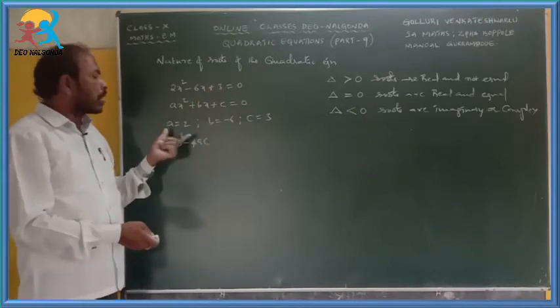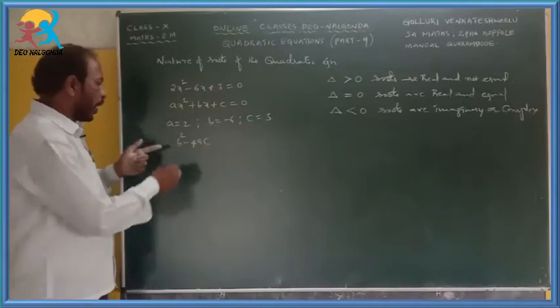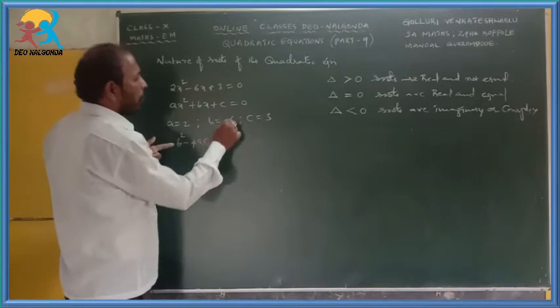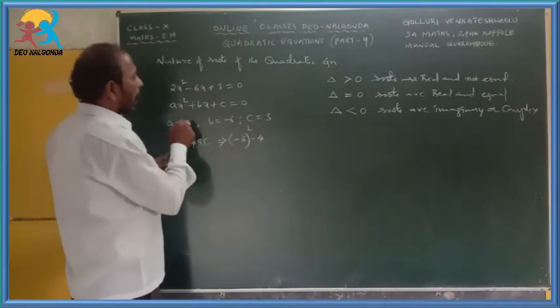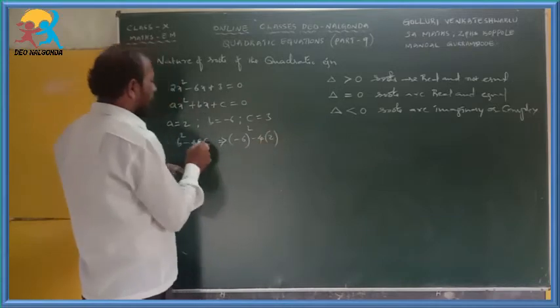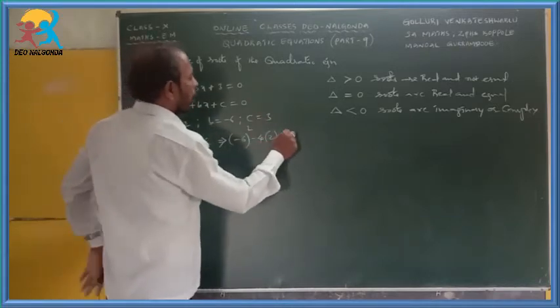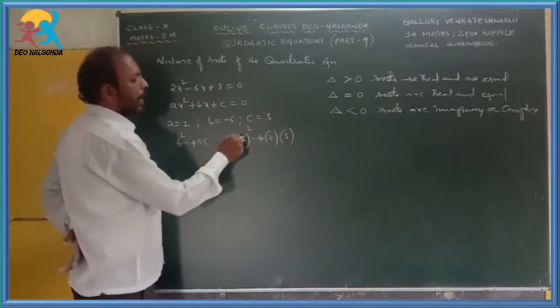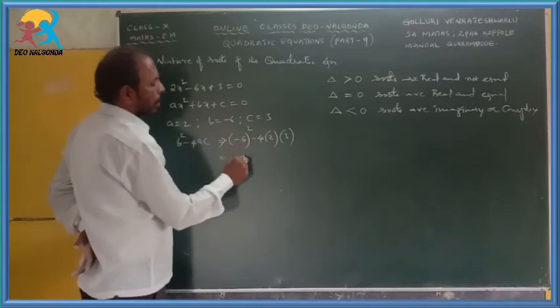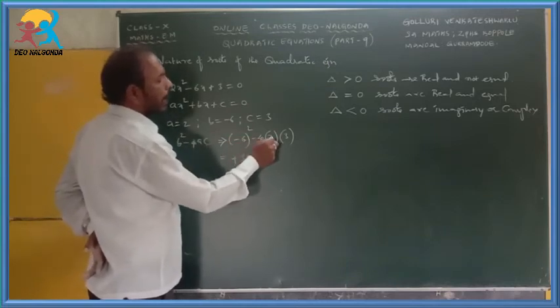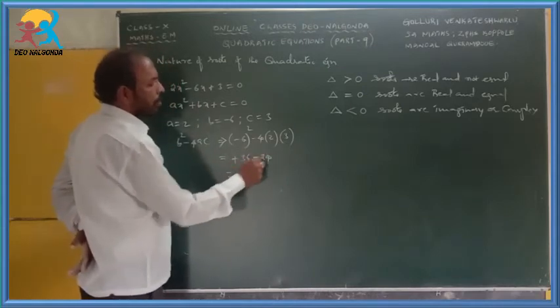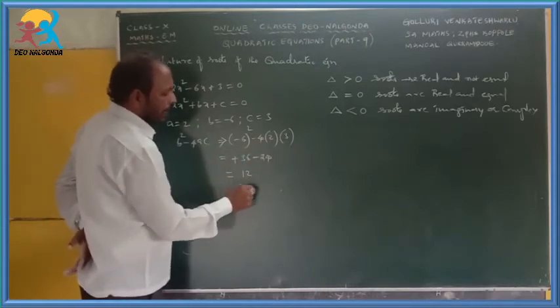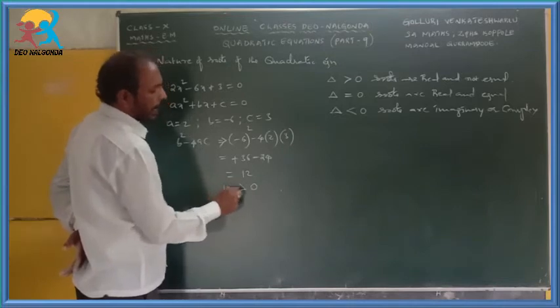That's why first, depending on discriminant value, here b value minus 6 whole square minus 4 times of a value 2 and c value 3. Look at here, minus into minus plus. 6 6 are 36 minus 4 2 are 8, 8 3 are 24. 36 minus 24, which is equal to 12. 12 is greater than 0, nana. 12 value is greater than 0.